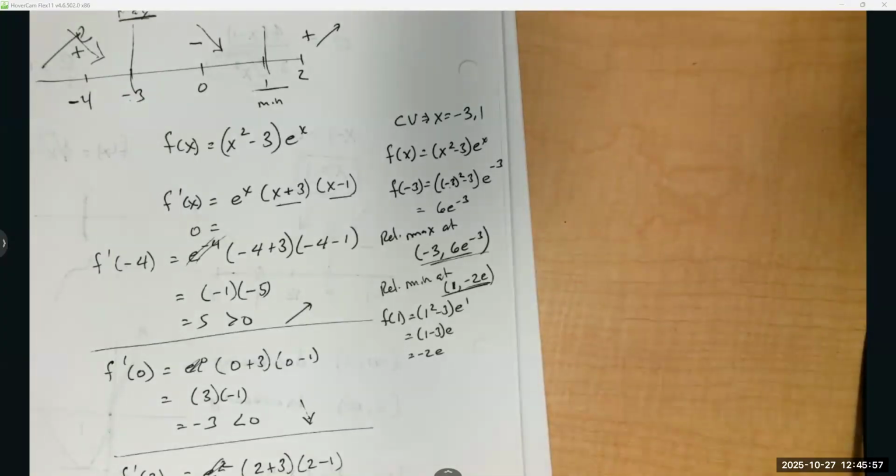So, yeah, once you find the critical values, plug them back into the original equation, and now you find the location. Those are the critical points. At that point, that's where it happens. That's it for today.